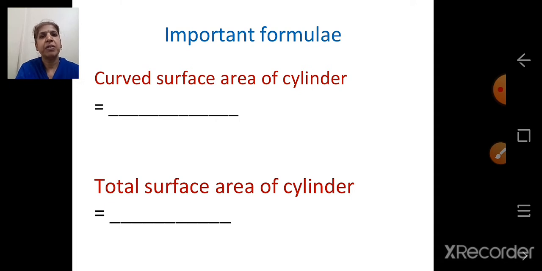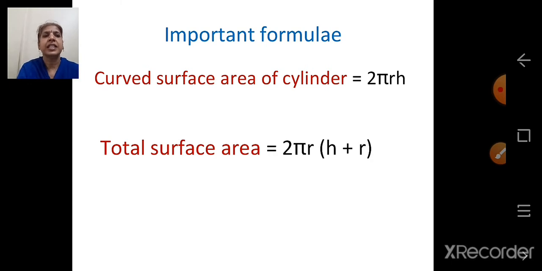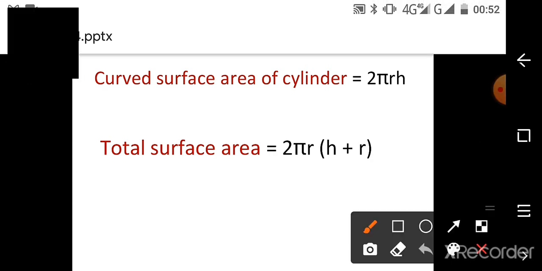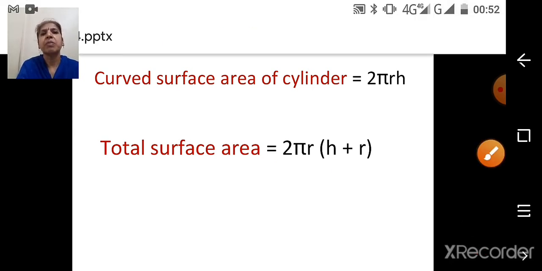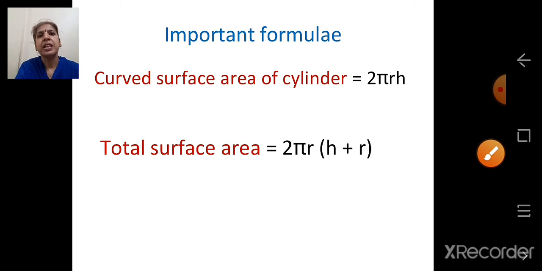Have you written both the formulae? Yes. Now check the answer. Have you written your formulas correctly? Curved surface area of cylinder, yes, it is 2 pi r h. And total surface area of cylinder is 2 pi r and in bracket h plus r. So these are the two important formulae and we'll be solving the sums based on them.